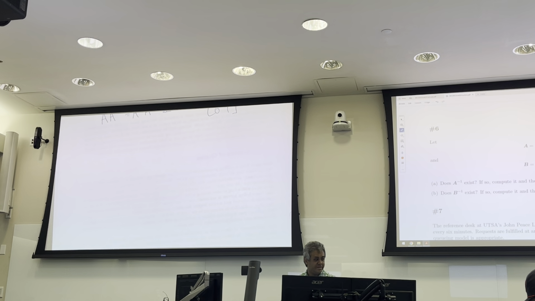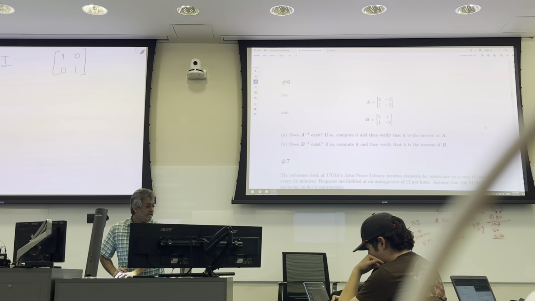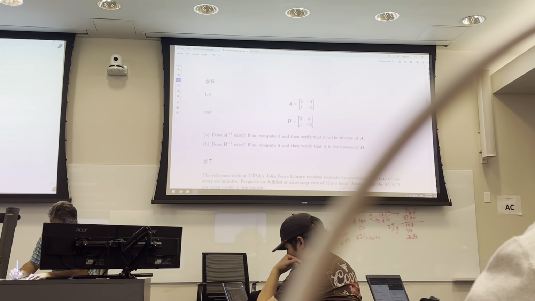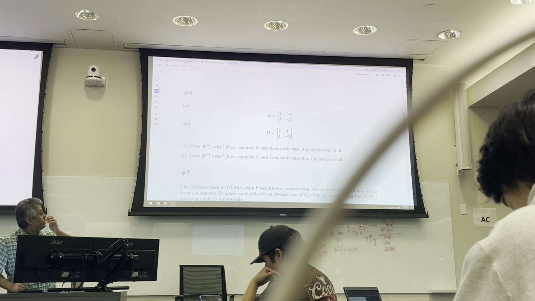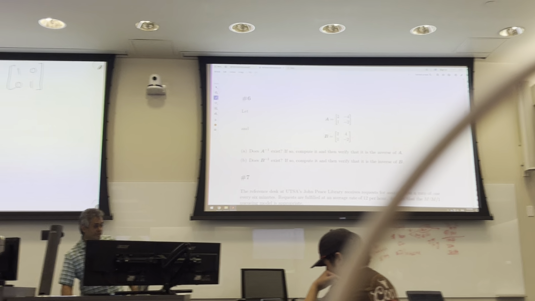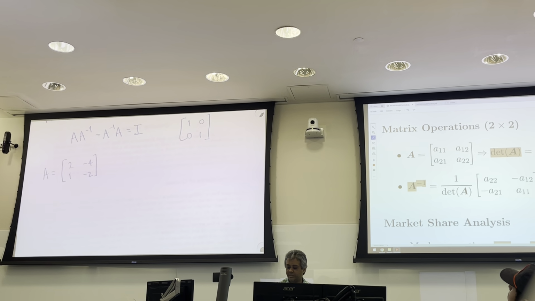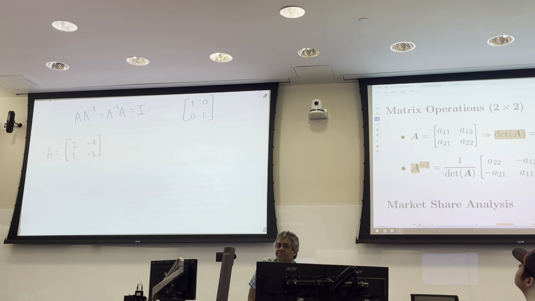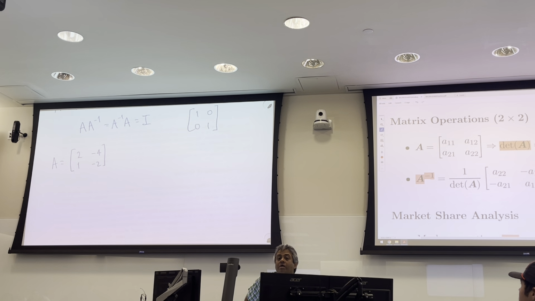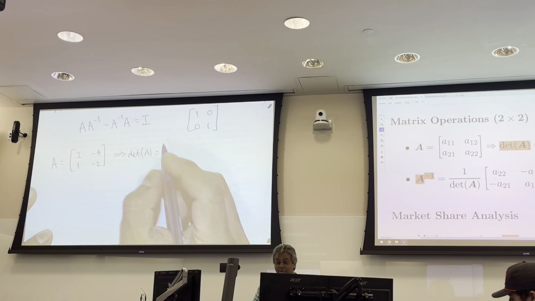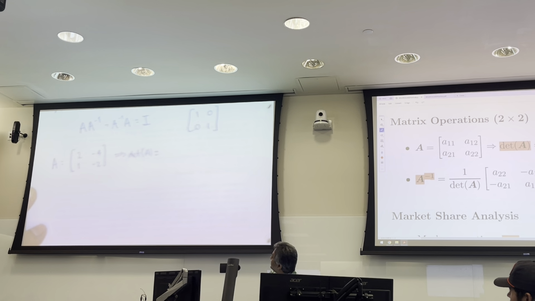All right. Number 6. According to this, A is 2, -4, 1, -2. So we want to find its inverse. What's the first thing we have to do? We have to find its determinant. I already know how to do this, I'm making sure y'all do it. All right, find its determinant.